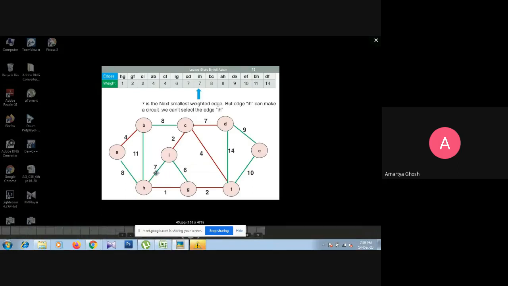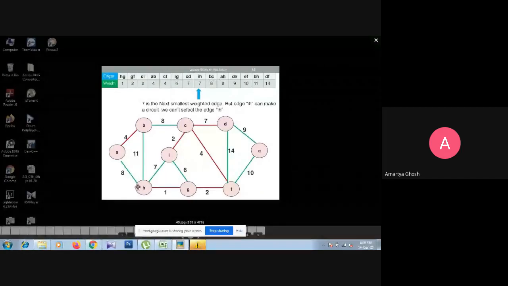So next, 8. Where is 8? Here is the 8. Because A and H are not yet connected, and after connection of AH there will be no contradiction, that is why we can choose it. So next, okay.